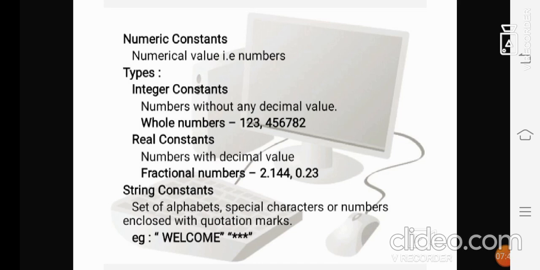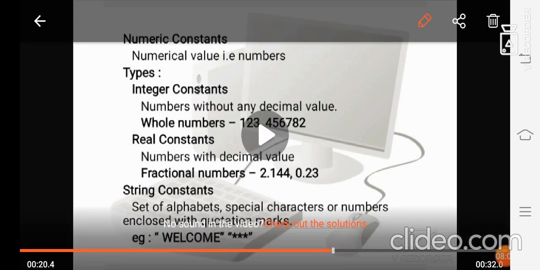String constants are a set of alphabets, special characters or numbers enclosed within quotation marks. For example, "Welcome". You can give any topic, and then give a closing quotation. You can give that type of quotation marks to your string constant.